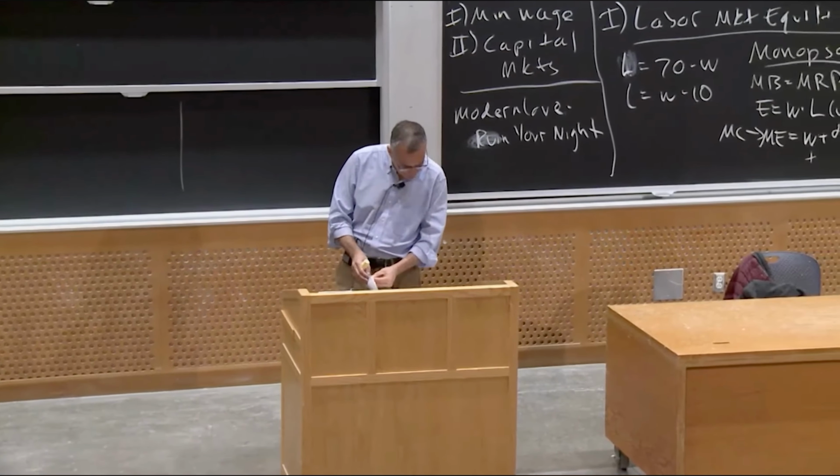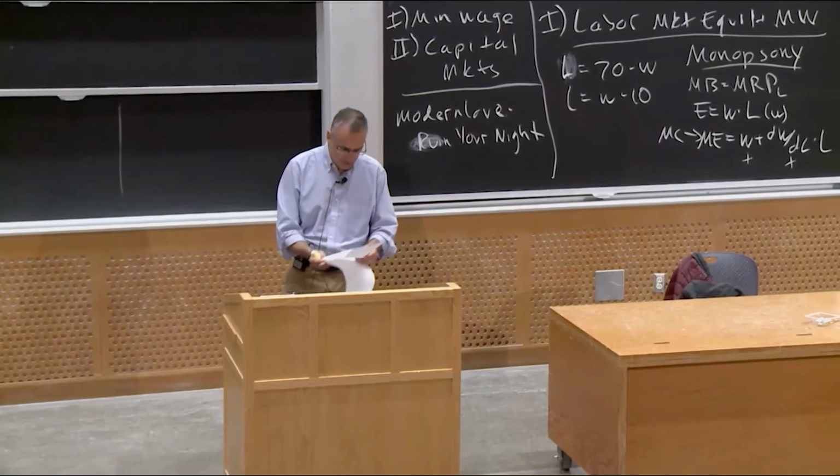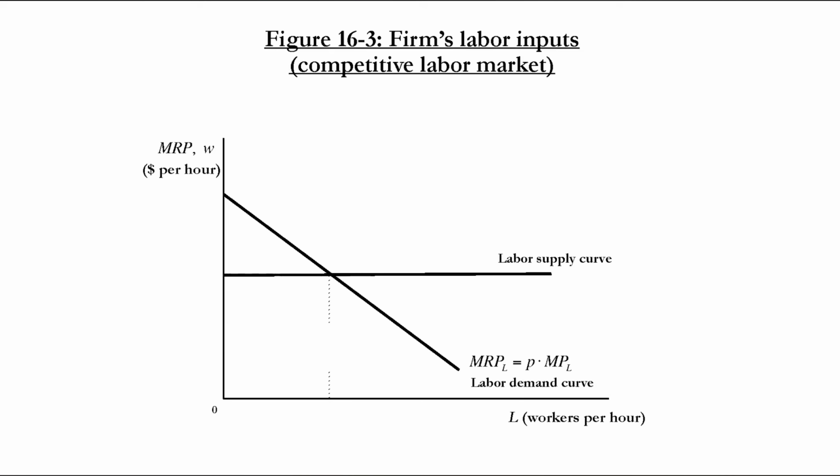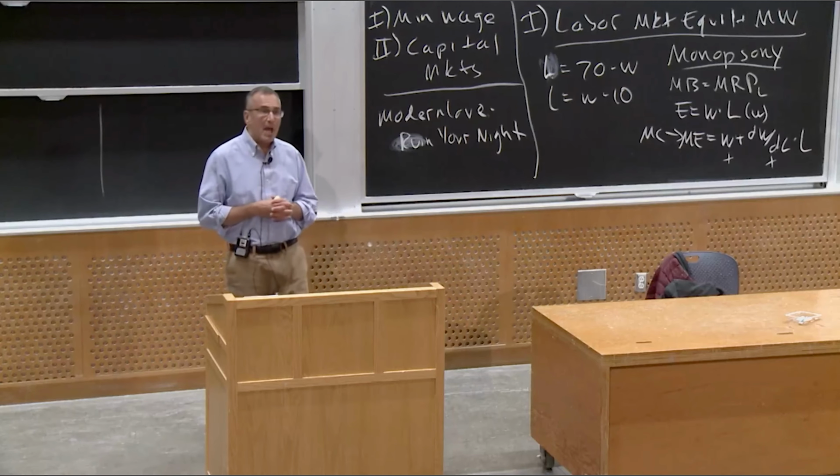So to see this, let's go to figure 16.4. So 16.3, that's a perfectly competitive case. The marginal benefit of hiring another worker is the marginal revenue product of labor. The marginal cost is expressed by the wage, which is determined by a perfectly competitive market. But 16.4 is a monopsony.